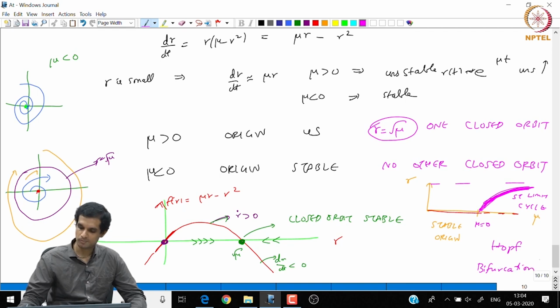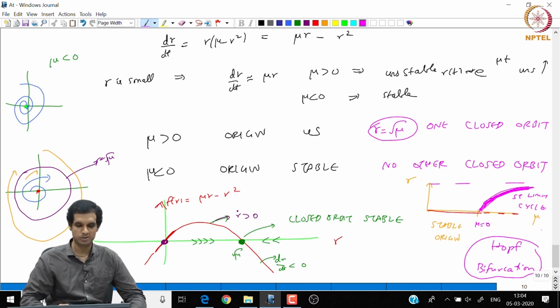So, we analyzed this Hopf bifurcation, even though it is a 2D bifurcation, in 1D because we could make use of polar coordinates. Why could we make use of polar coordinates? Because all the limit cycles are circles here.